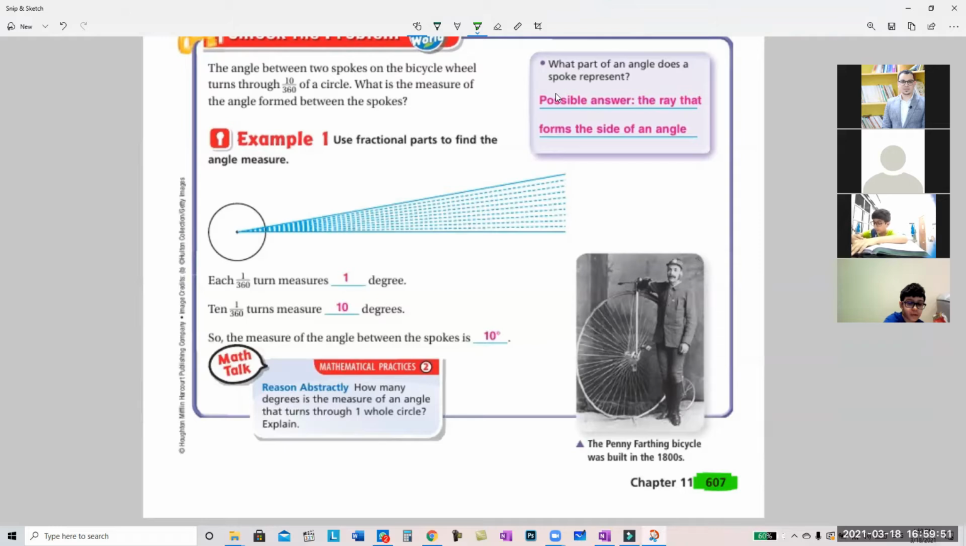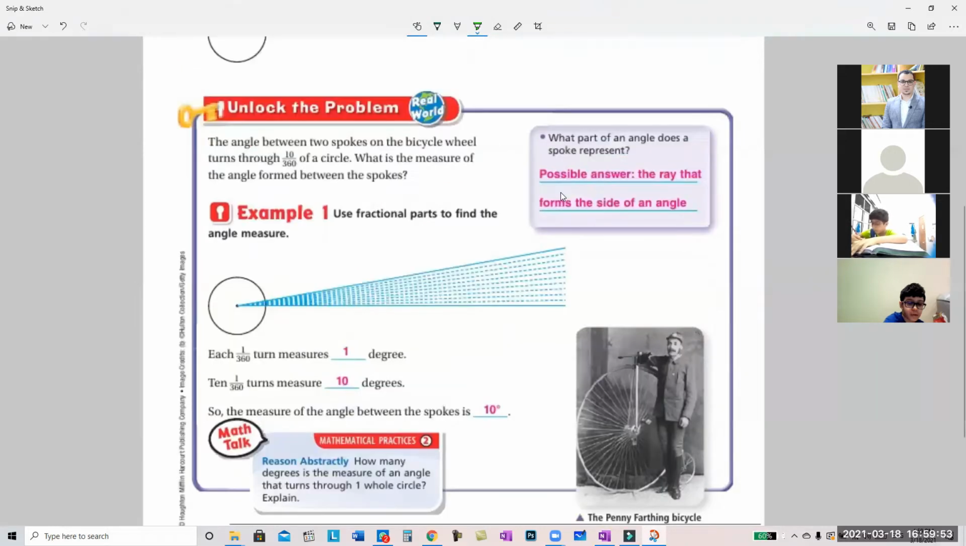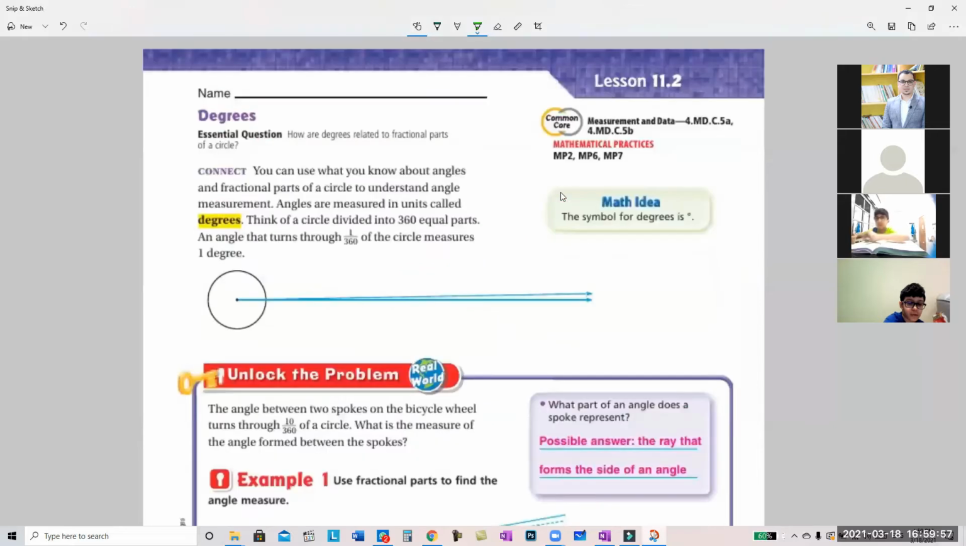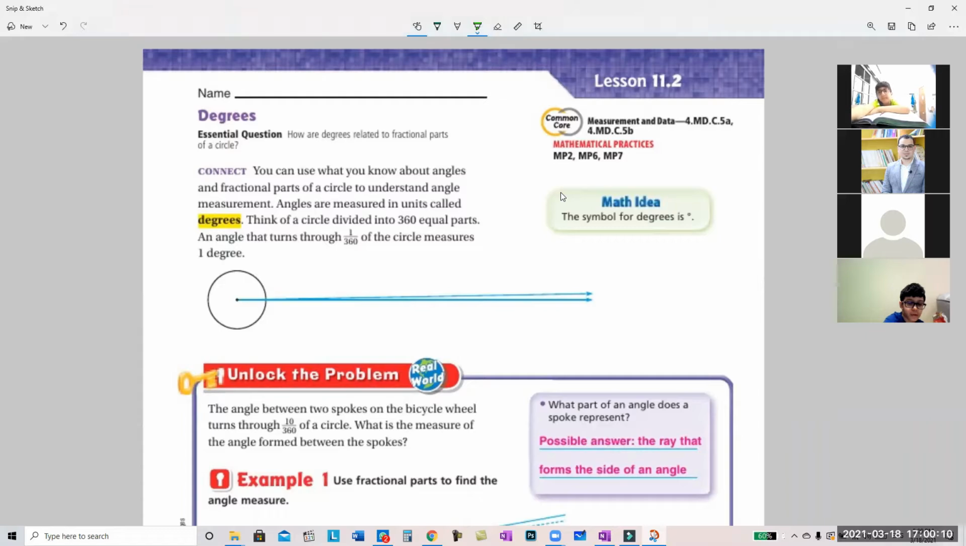Okay, everyone, let's start. As I said before, today we're gonna learn about how can we measure angles. Okay, now I will ask someone a question. How can we measure the length? So if I ask you, how long are you? So what's your answer?